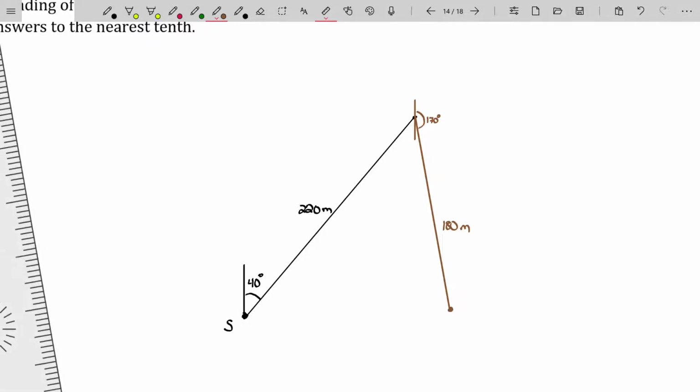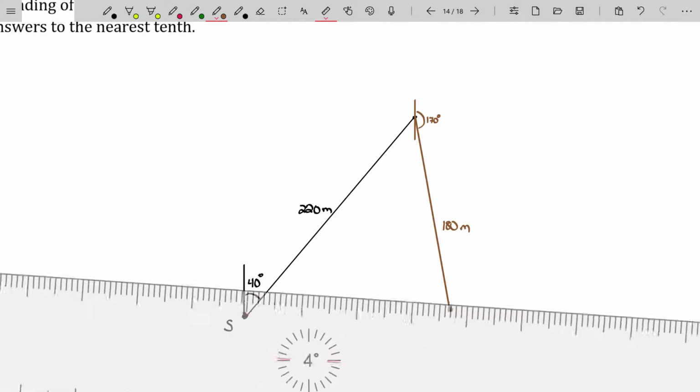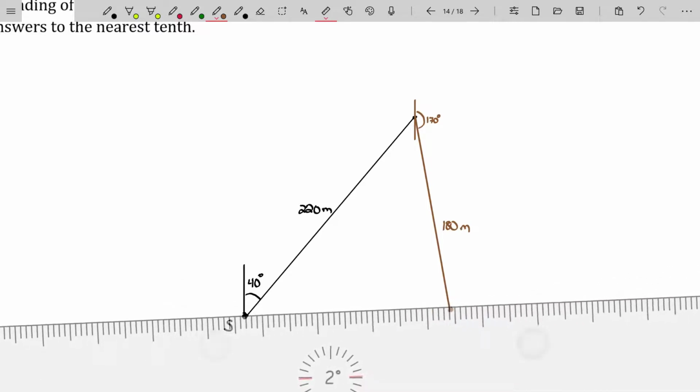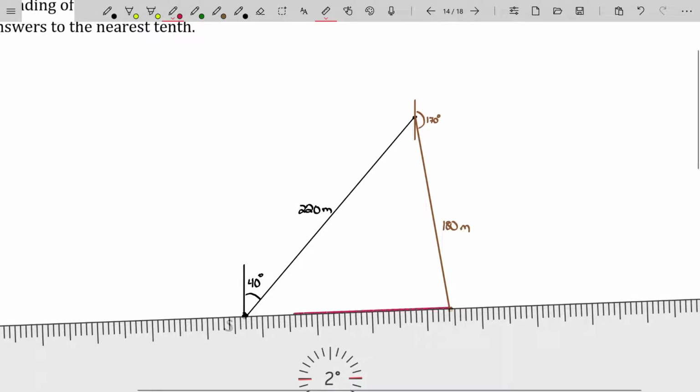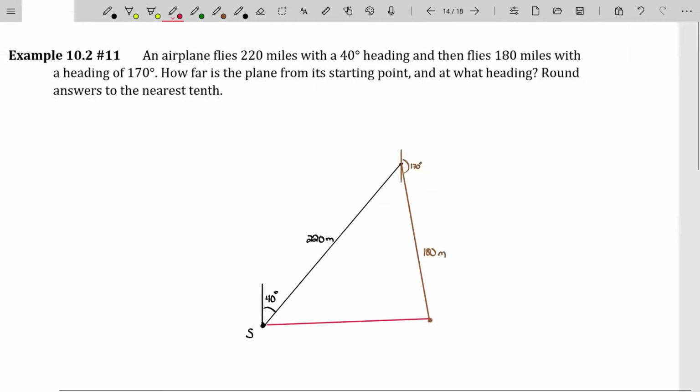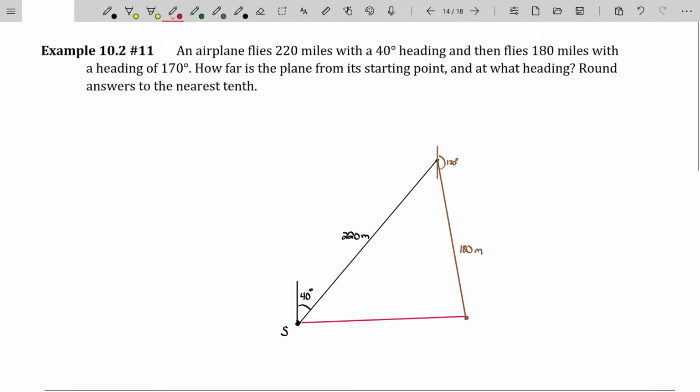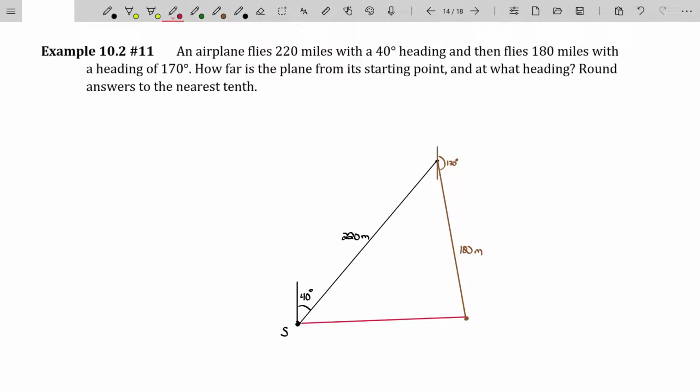And now what we want to know is, what is the distance for the plane between its beginning and its ending? And what would be the heading? Let me make sure that I read the problem correctly before I state this last piece. So let me turn off my ruler and see how far the plane is from its starting point at this moment and at what heading.